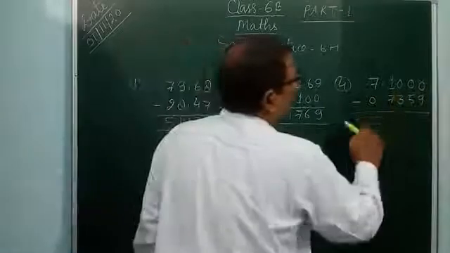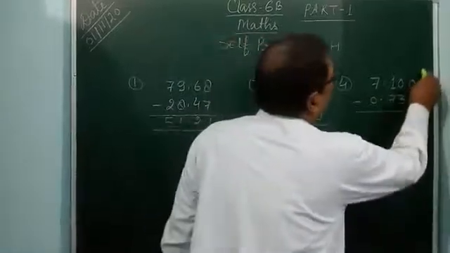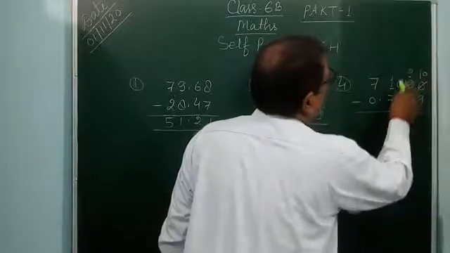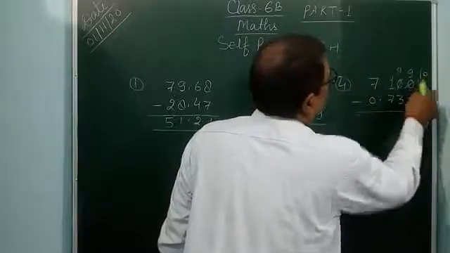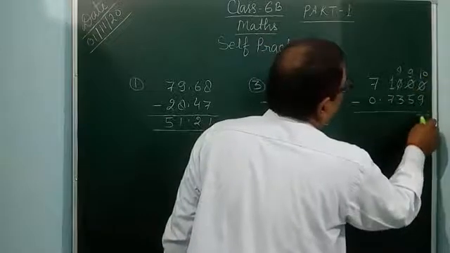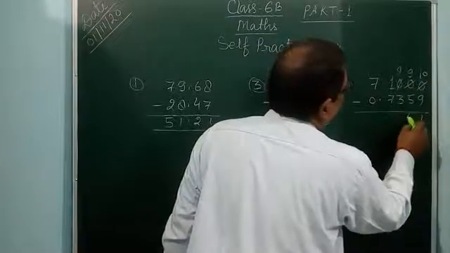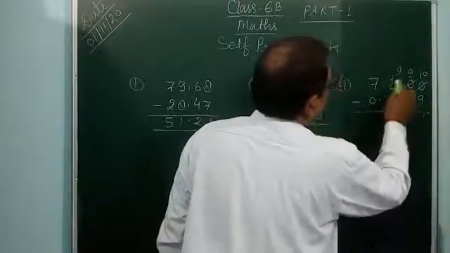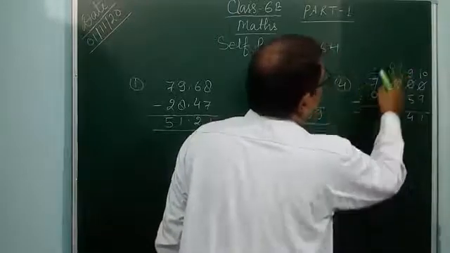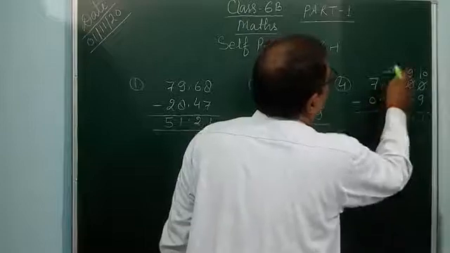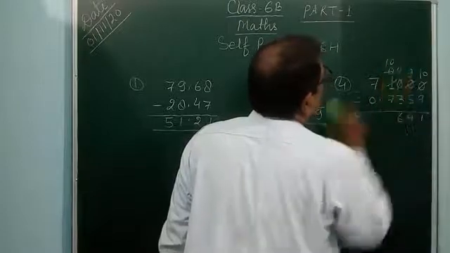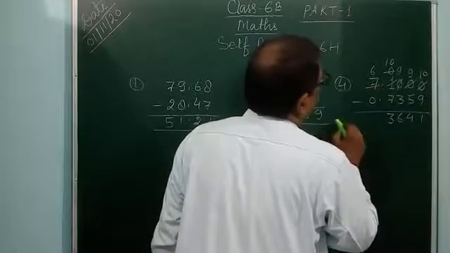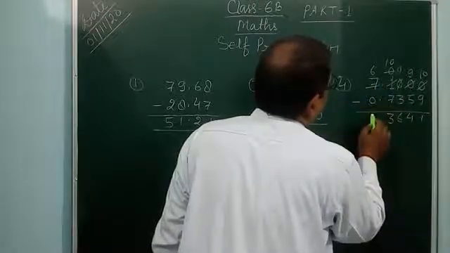0 minus 9 will not go. It will be 10. 10 minus 9, 1. Here it will be 9. Here also it will be 9. 9 minus 5, 4. 9 minus 3, 6. Here it will be 0. 0 minus 7 will not go, so it will be 10. 10 minus 7, 3. Here it will be 6. 6 minus 0, 6.